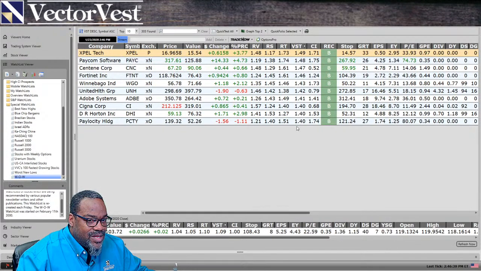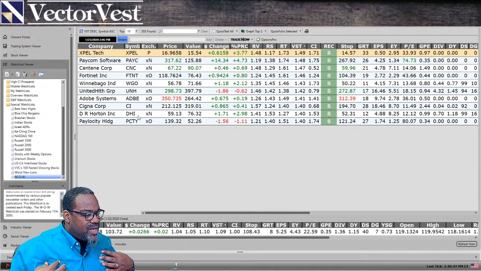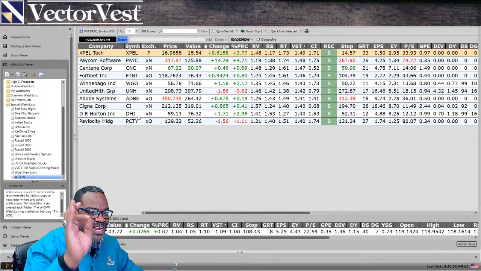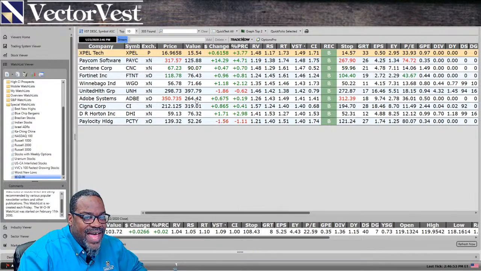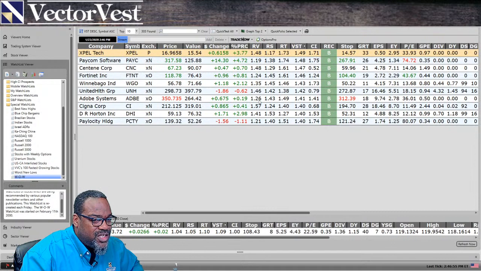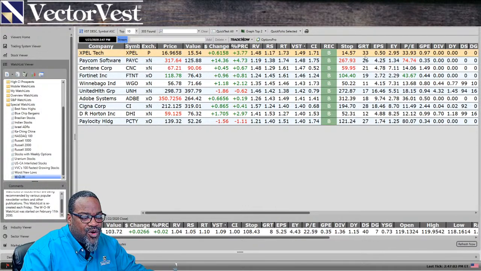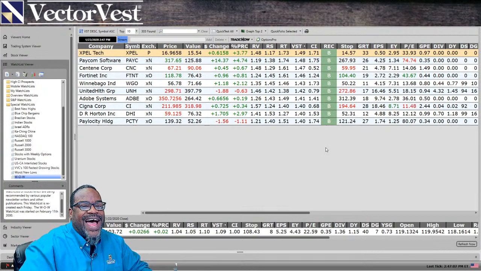All right? Now, XPEL at the top, Paysea, CNC, all of these stocks are here. These are not stocks that are coming from us. These are stocks that are coming from all throughout the industry. So I love that. How about look at the fundamentals on these stocks? RV's above one, RS above one, RT's above one. These are solid stocks. Look at their earnings growth rate. These are solid stocks that you may or may not know about.